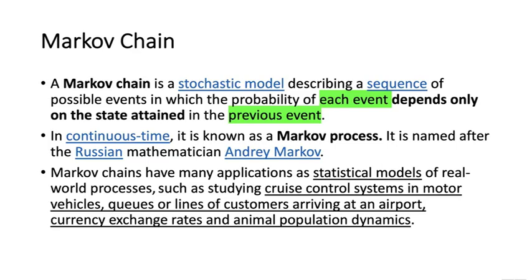In continuous time, it is known as a Markov process. It is named after the Russian mathematician Andrey Markov. So if we have a continuous time, we have a discrete time. Markov chains have many applications as statistical models of real-world processes, such as studying cruise control systems in motor vehicles, and queues or lines of customers arriving at the airport.